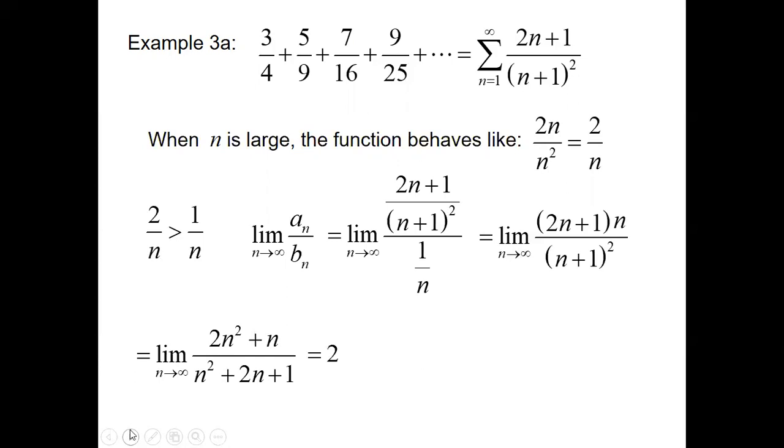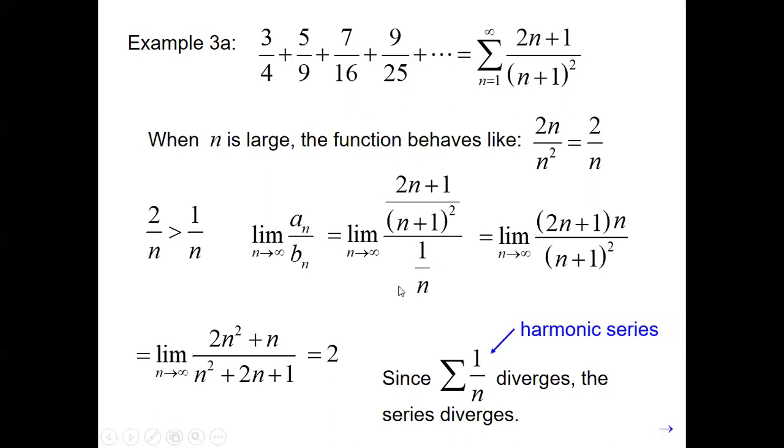And I don't even need to show it, but you would even know through the end behavior model this is going to approach 2. Hey, 2 is between 0 and infinity. That means it is going to also diverge. So since the harmonic series I compared it to diverged, the given series will diverge as well.